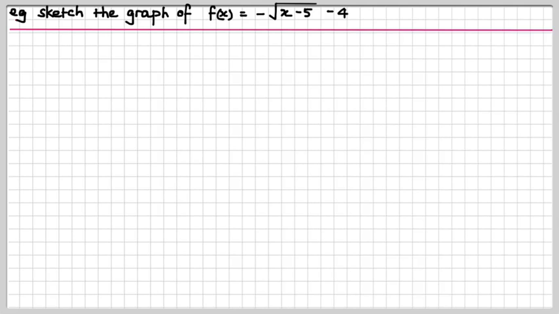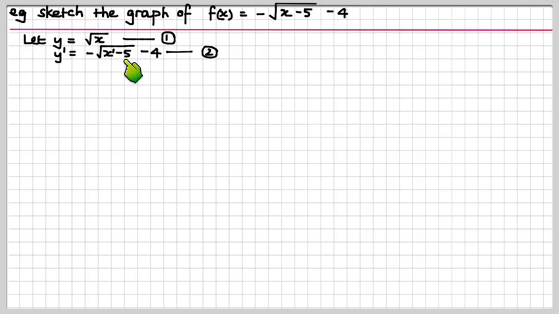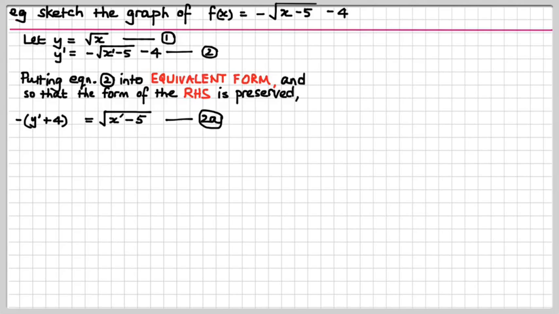Yes, same old, same old. We use the transformations as a guide to what the graph's going to look like. We use the base model as our starting point, y equals root x. And that's our transformed version with the dashes on it. Put them in equivalent form so that the right hand side of the equation is preserved, and we get that as we did last time.